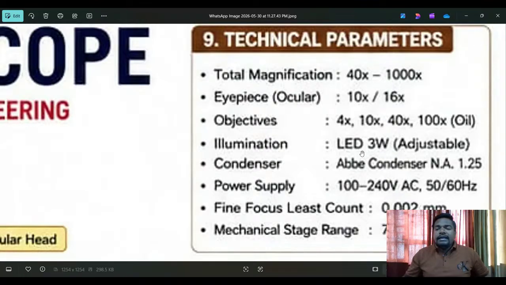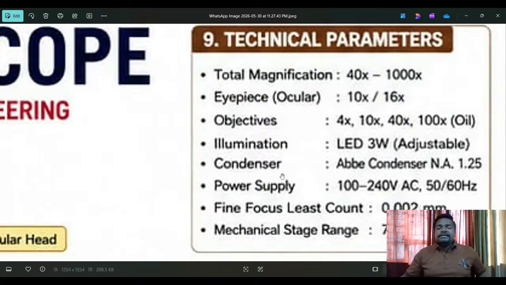Illumination: LED, 3 volt adjustable. And 3 volt means, for a binocular microscope, what are the bulb ratings in the technical specifications? 6 volt 20 watt is the most important. That bulb is very compatible, and any company's microscopes, it is provided by the manufacturers. LED is also available, and the normal CFL type is also available, like the Mirchi type.